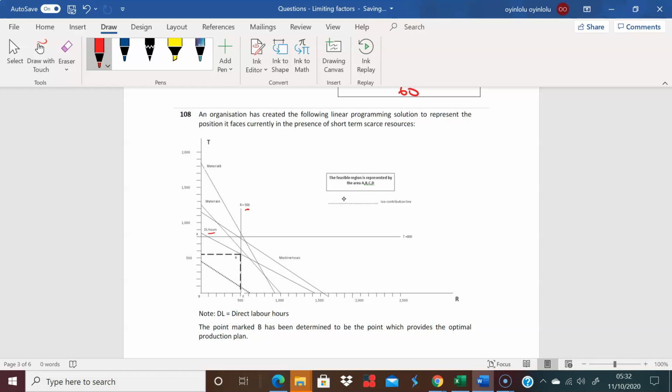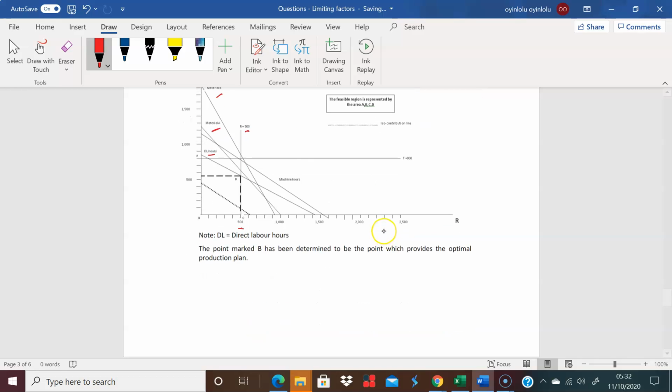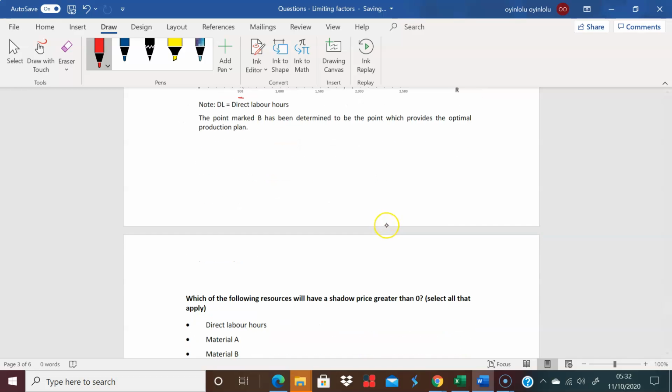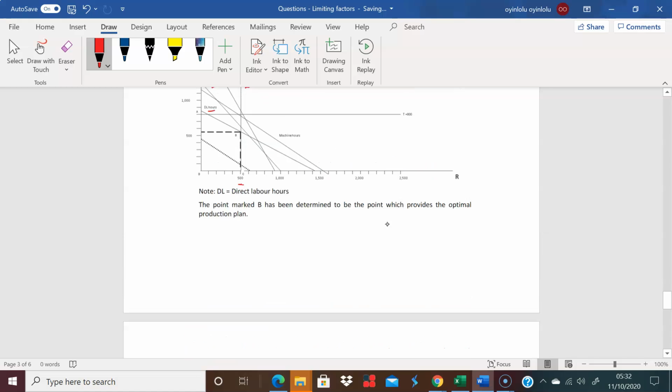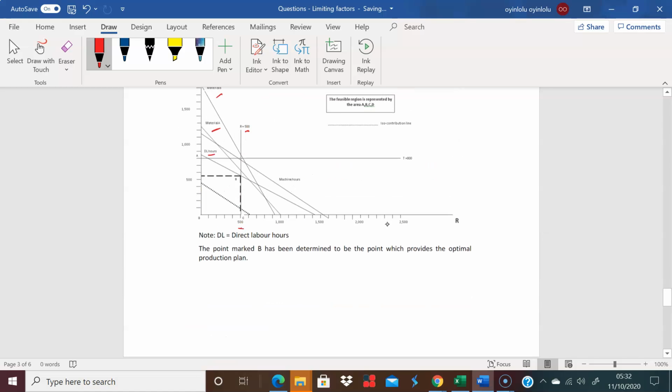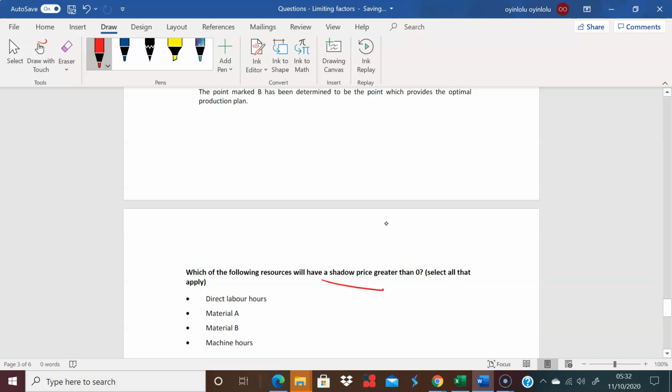This is that there's only a demand for 500. I suspect that's what's going on here, of course. Now, obviously, everything else there's abundance of. We're only restricted by hours. You can see it here. That's that curve, the hours curve. So the question says, which of the following has a shadow price? To have a shadow price, it means you're restricted, right? So which of them has a shadow price greater than 0?